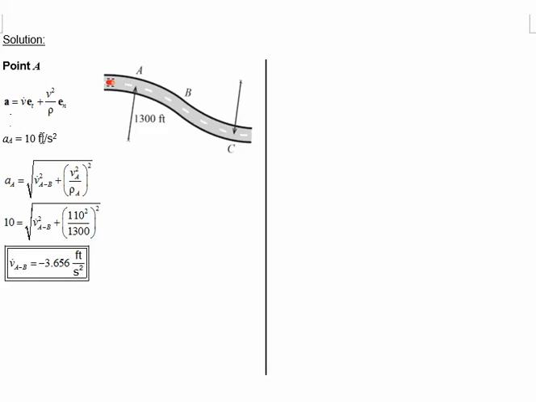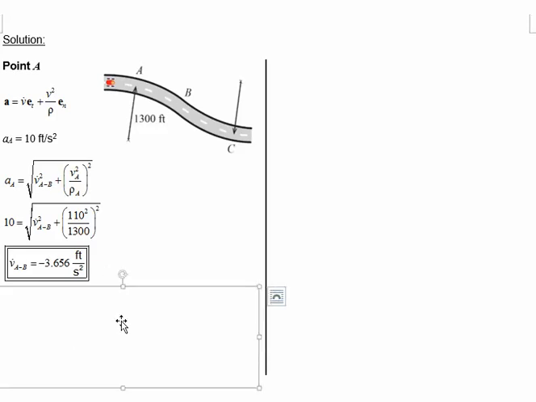However, this is just a magnitude, so in order to use this vector equation, we need to take the magnitude of it. That's what we did here. We squared each component and took the square root. Then we plugged in the values that we have and came out with a tangential acceleration of minus 3.656. All right, so that's point A.